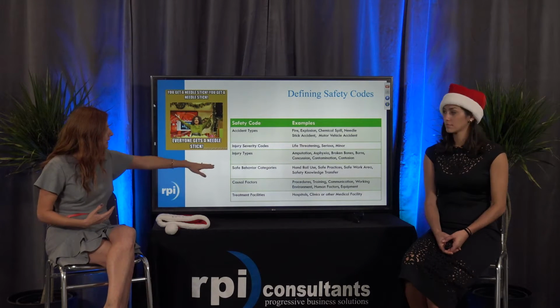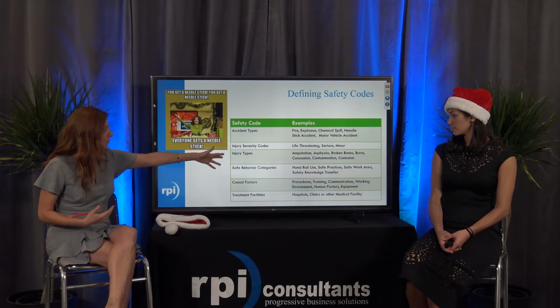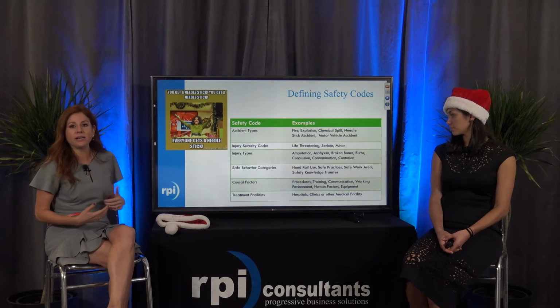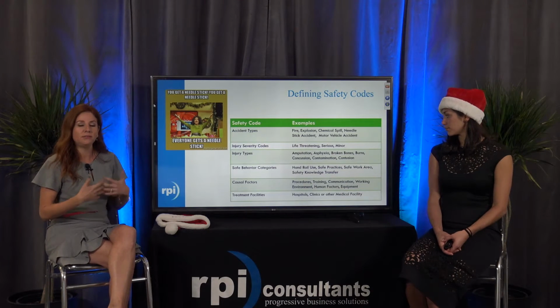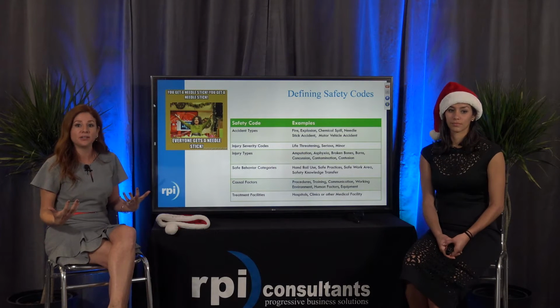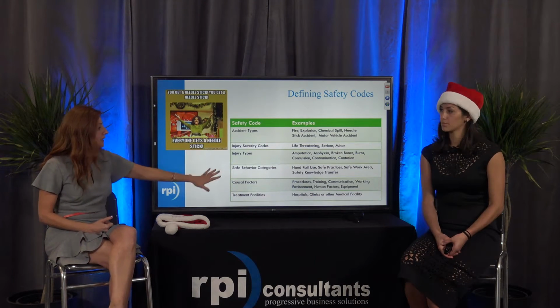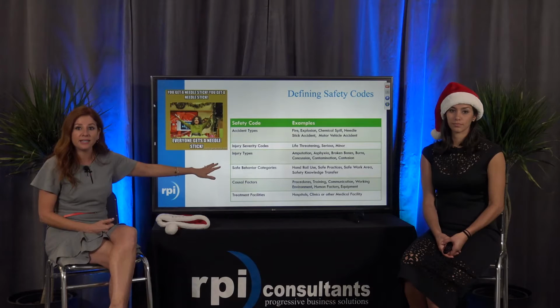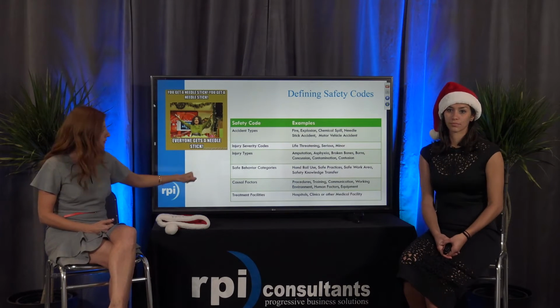So the categories: handrail use, safe work areas, any kind of thing around your workplace that is considered a safe behavior. Again, all of these are examples. They're not in the system. You would define them yourself.